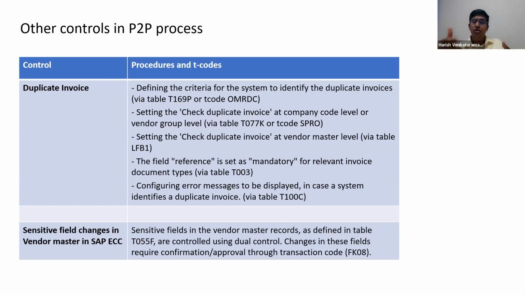But if that vendor is not enabled for duplicate check, then I think that is something that will cause a control lapse also. So that is something that you should also take care of as an internal auditor. And the reference is what is configured and documented through T003, right? So this is on the duplicate invoice, and similarly on the sensitive field changes in SAP ECC, right?